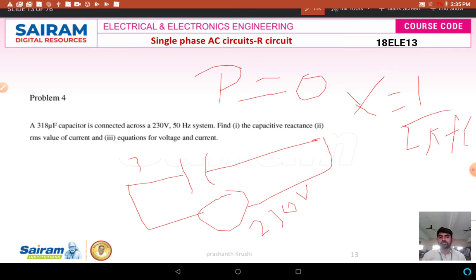F is the frequency, 50 Hz, C is given as 318 microfarad. You can calculate Xc directly, and we get the capacitive reactance, right? After that, the value of current: I is equal to V by Xc. Im we need to calculate, IRMS is Im by root 2, right? So finally we'll get the answer. So let's see the solution for this problem, okay?